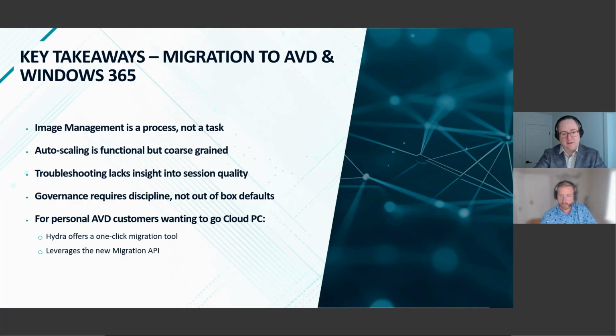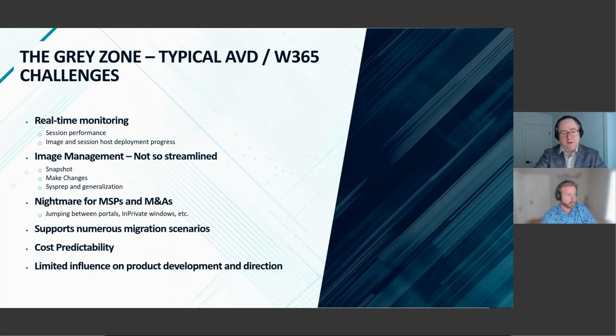Next slide, please. This slide represents what we call the gray zone, the space between what AVD and Windows 365 can do natively and what's required to operate them efficiently at scale. Real-time monitoring is a good example. You can get session performance and deployment data, but it's often spread across multiple services, which makes day-to-day operations harder than they need to be.